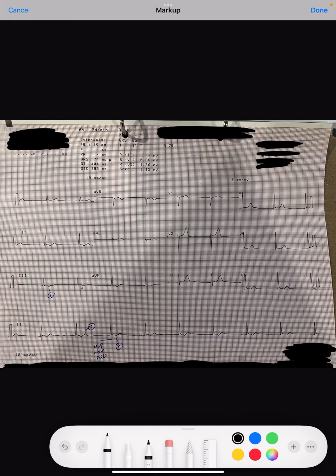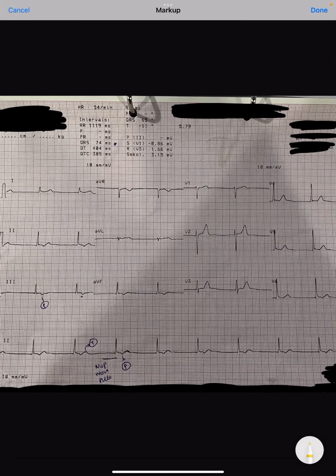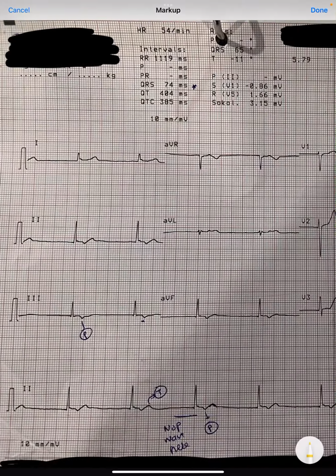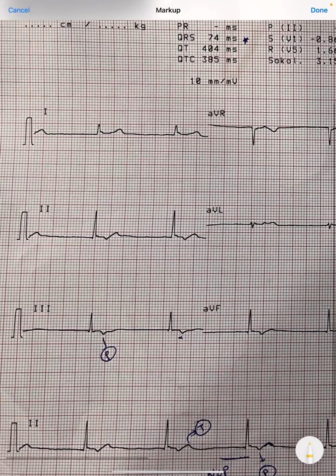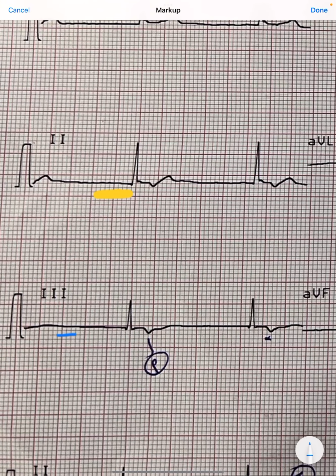Now, you can simply pause this video and try to find where the problem is. In this ECG, it looks more or less okay or normal, but when you zoom in, you can notice that there is no P wave. The P wave is not there here.